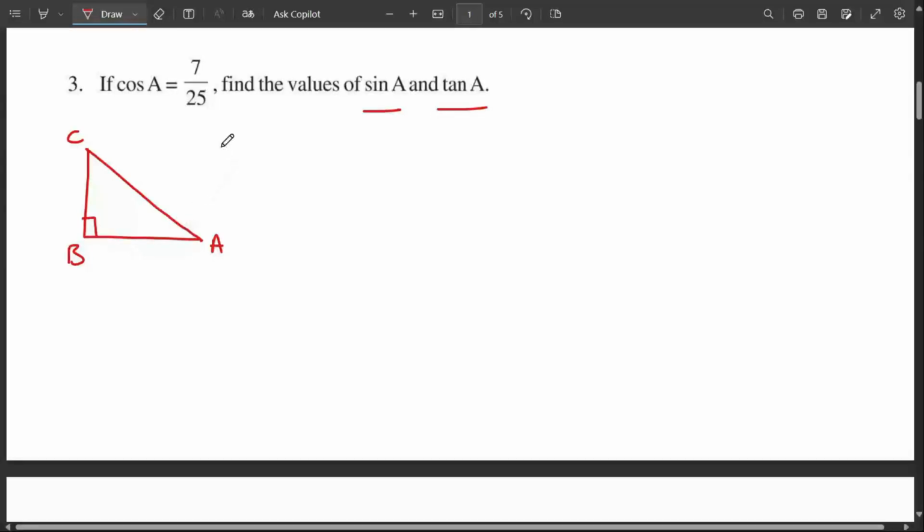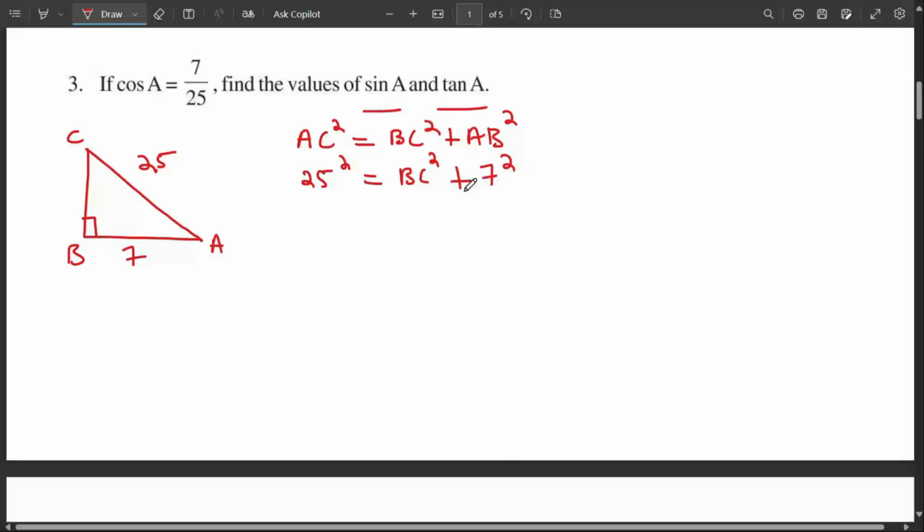So cos is nothing but adjacent side divided by hypotenuse. So cos A is equal to 7 by 25 means BA is nothing but 7, AC is nothing but 25. So again, by making use of Pythagoras theorem, we have to find the side length BC. So we have AC square is equal to BC square plus AB square. AC is nothing but 25. So 25 square is equal to BC, we don't know the value yet, so we write it as it is, plus AB is equal to 7.